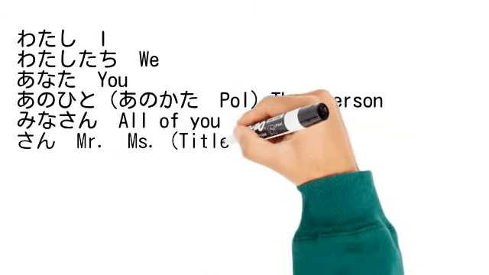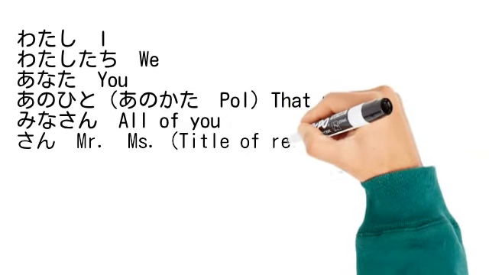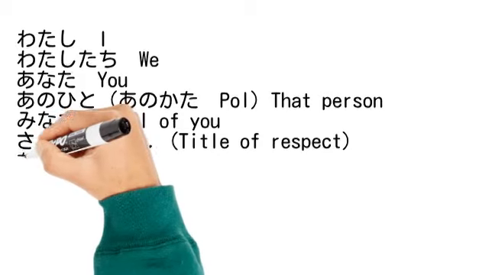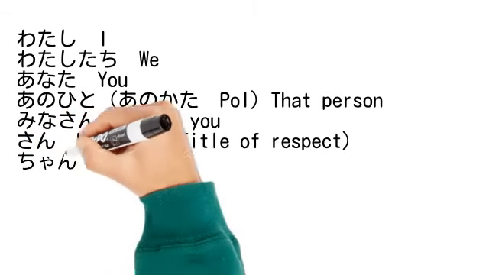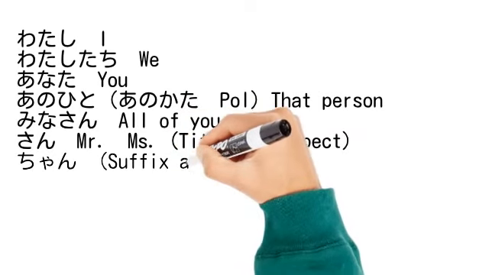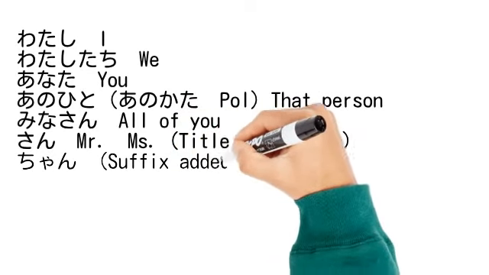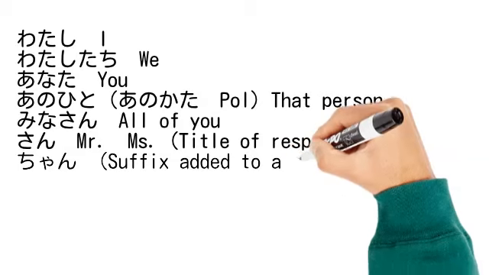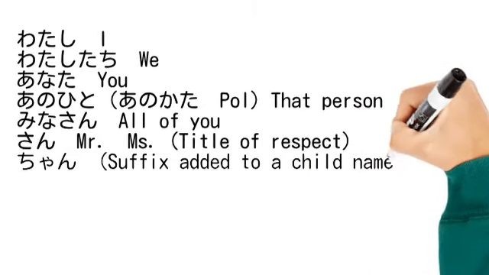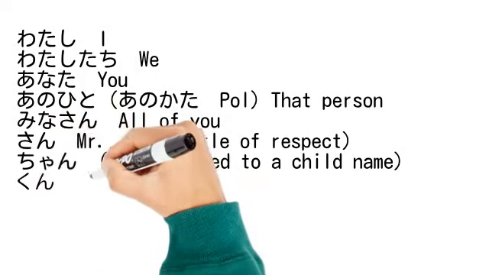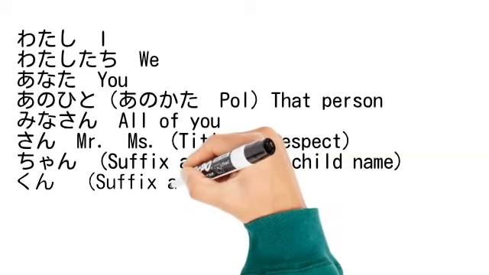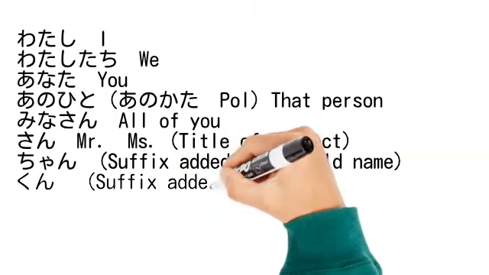Minna-san, all of you, is used as a suffix or to address a person or everyone, ladies and gentlemen. Then in Japanese, we have san, which is actually genderless. So there is no Mr. and Miss, but instead this is genderless, both for male and female. We have chan, which we add to a child's name. It can also be added to a pet's name. We have kun, a suffix to address a boy's name.